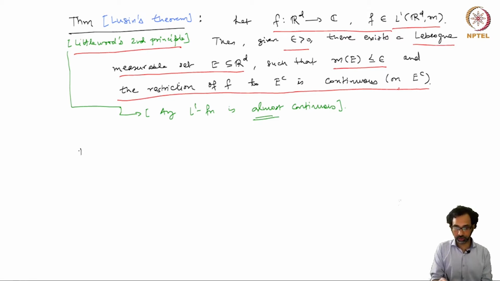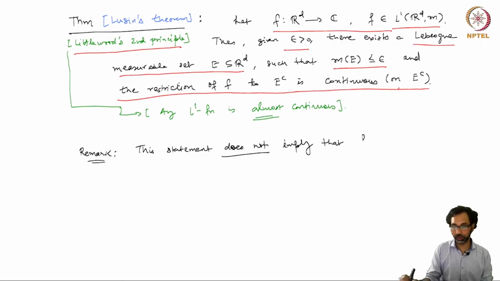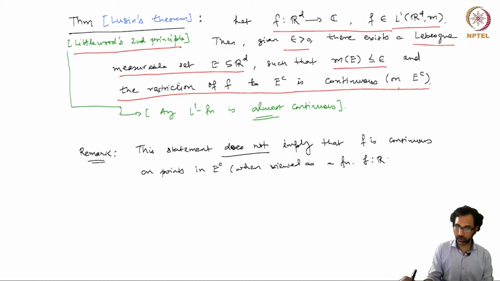So one cautionary remark. This statement of Lusin's theorem does not imply that f is continuous on points in E complement when viewed as a function from the whole of Rd to C. So it's not that f is continuous at points of E complement when it is viewed as a function from the whole of Rd to C, but rather it is only the restriction of f to E complement which is continuous on the restricted set E complement. So what is the difference?